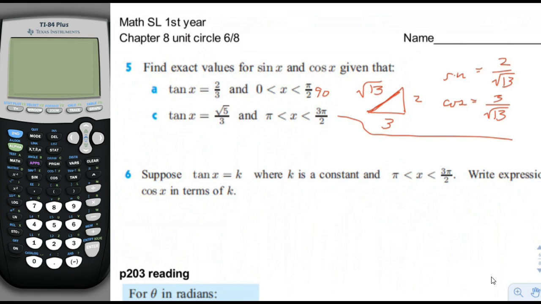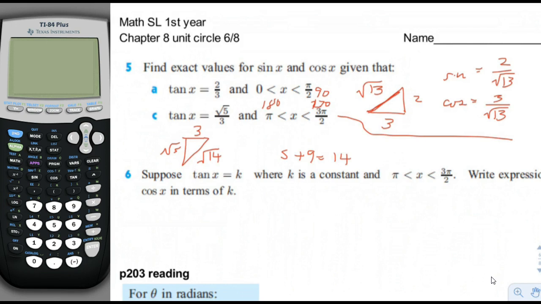Now this time they say they want an angle between 180 and 270. So that would look like this. The opposite would be square root of 5. This is tangent, so it's the opposite over the adjacent. This would be square root of 5, and this would be 3. Now to find the hypotenuse, we would square the square root of 5, and then square the 3, and we'd get 14. And so the hypotenuse would be square root of 14.